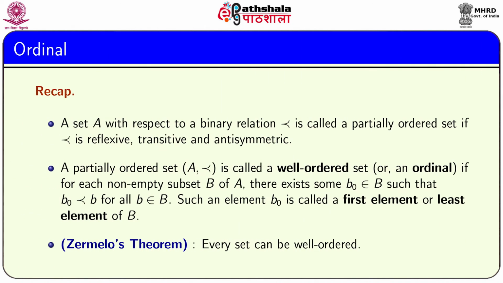A partially ordered set A is called a well ordered set if for each non-empty subset B of A there exists some b0 belonging to B such that b0 is less than or equal to b for all b belonging to B, and such an element b0 is called a first element or least element of the set B. Zermelo's theorem says that every set can be well ordered.